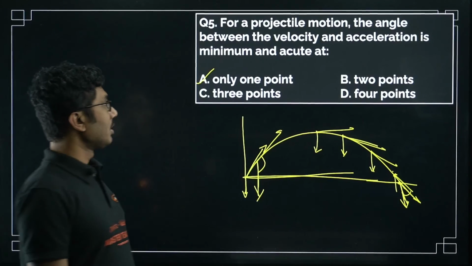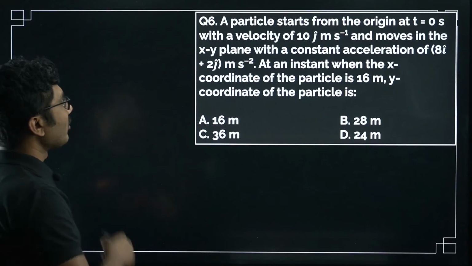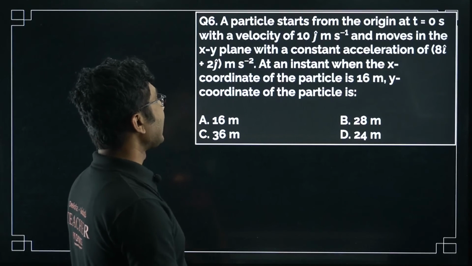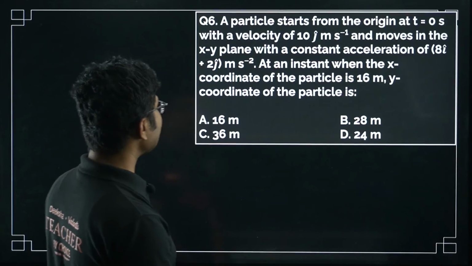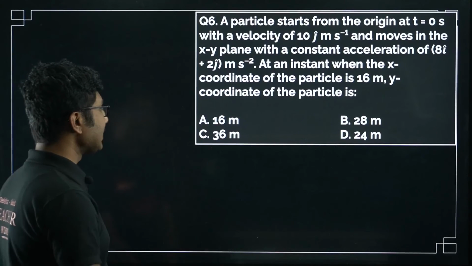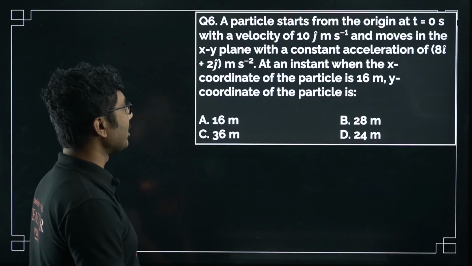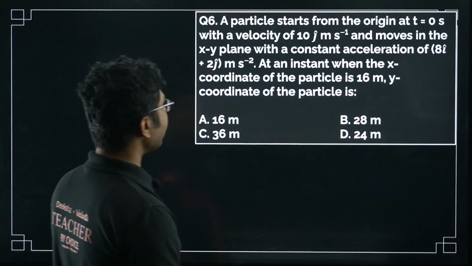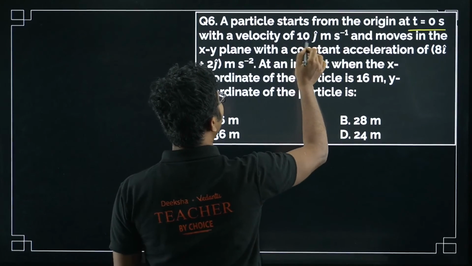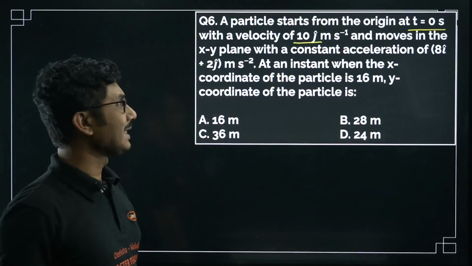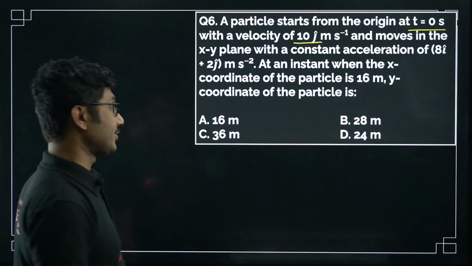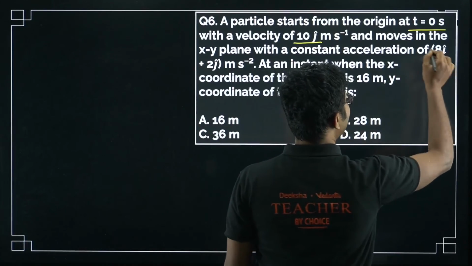Now next, a particle starts from the origin at t equals 0 with the velocity of 10j meter per second and moves in the xy plane with a constant acceleration of 8i cap plus 2j cap meter per second square. At an instant when the x coordinate of the particle is 16 meter, the y coordinate of the particle is? So the particle starts from the origin at t equals 0 with the velocity of 10j meter per second. As you can see, there is no component of the velocity along the x direction, but there is a component of acceleration in the x direction.